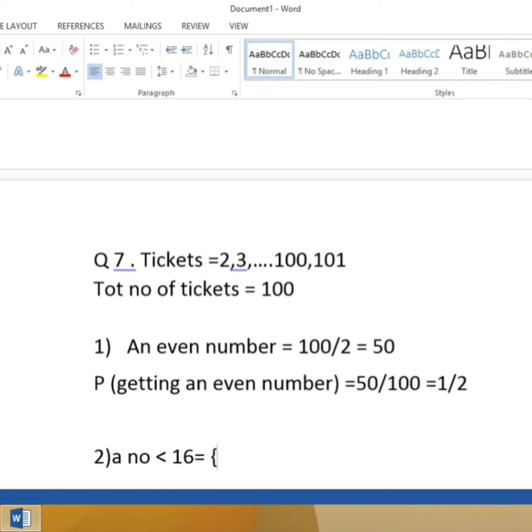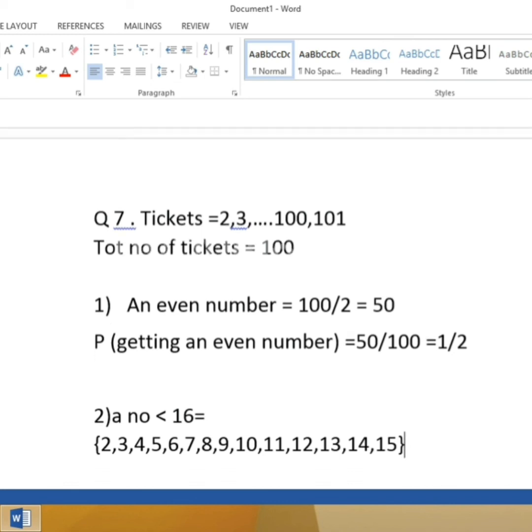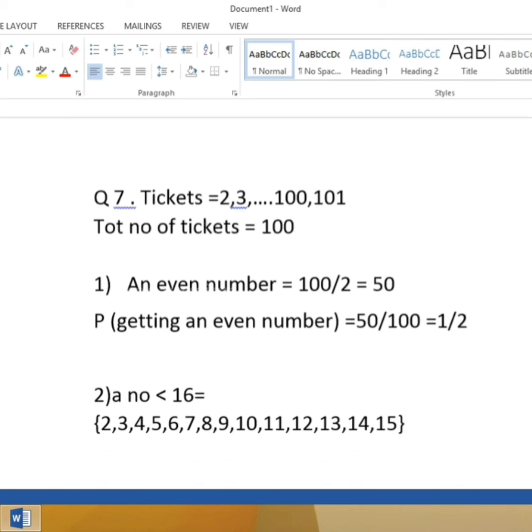For the second part, we are going to find the number less than 16. That's going to be 2, 3, 4, 5, 6, 7, 8, 9, 10, 11, 12, 13, 14, and 15. So the probability of getting a number less than 16 is equal to 14 by 100. Further simplifying, we get 7 by 50.